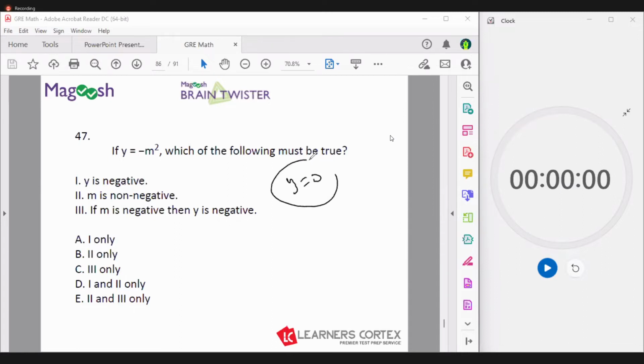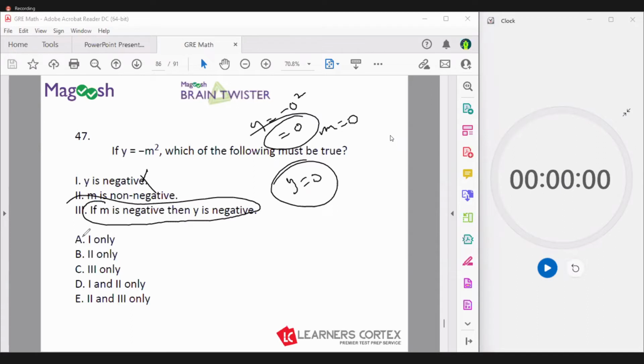Y can be 0 also, no? If m equals 0, y equals minus 0 square, which is basically 0, and 0 is neither positive nor negative. So y is not negative. If m is negative, then y is negative. That is the only one true. Right? Makes sense? Yes.